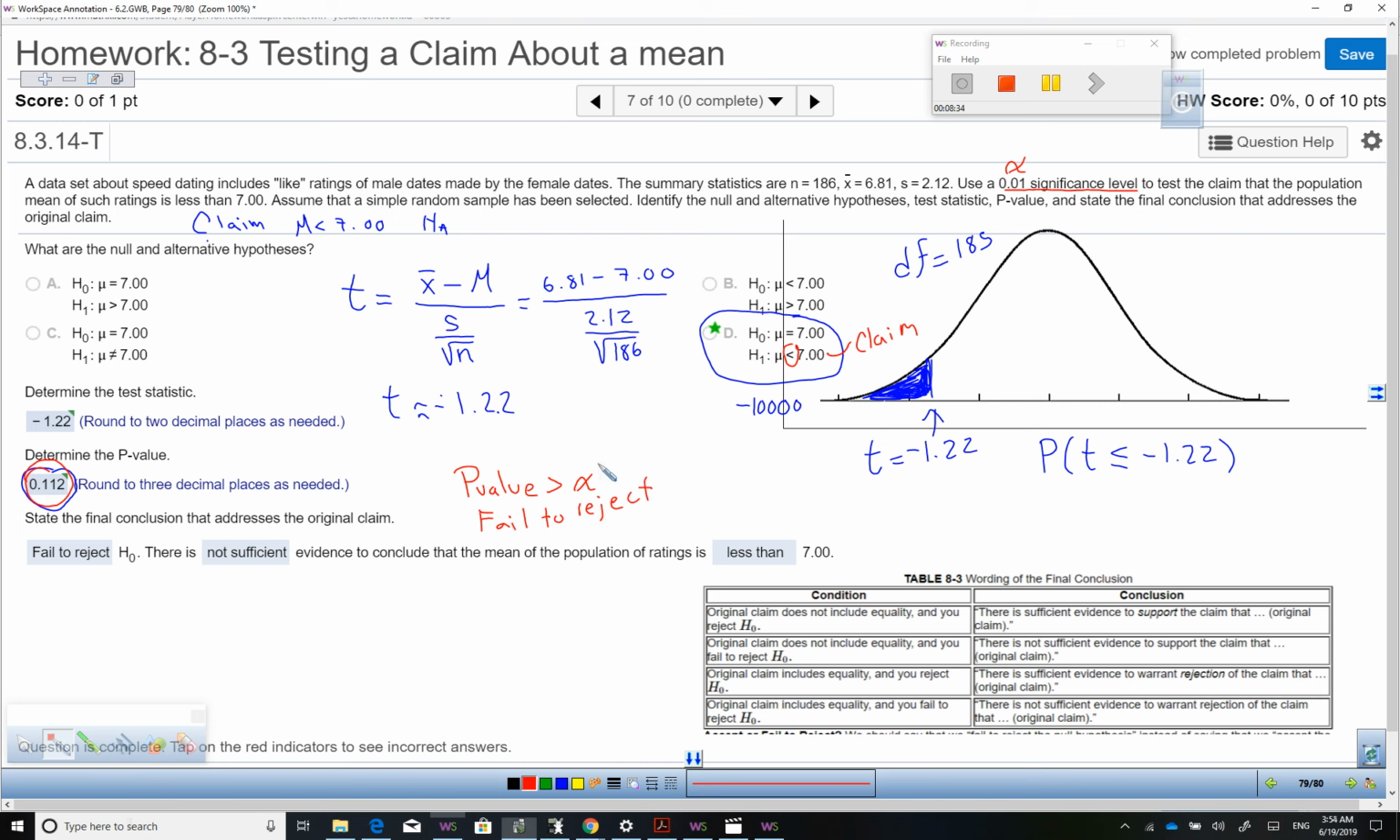So my claim does not contain equality, and we fail to reject is this option right here. So this is the way you word the conclusion. Okay, there is not sufficient evidence to support the claim that the mean of the population is less than 7.00. Okay, so that's how you fill out those blanks right here. Okay, and that's how you do this problem number 7.